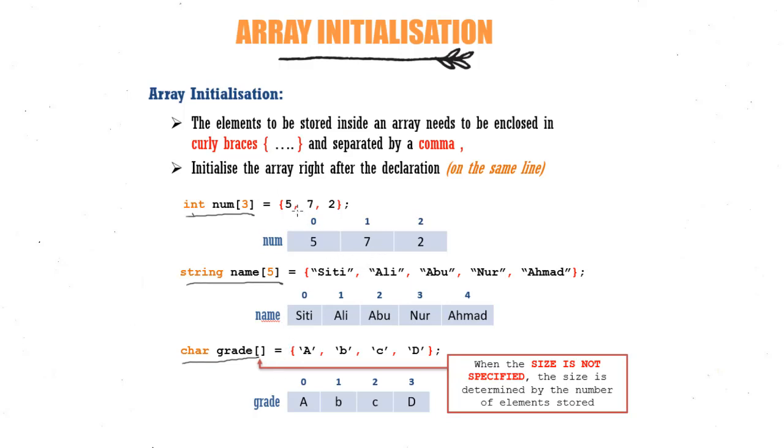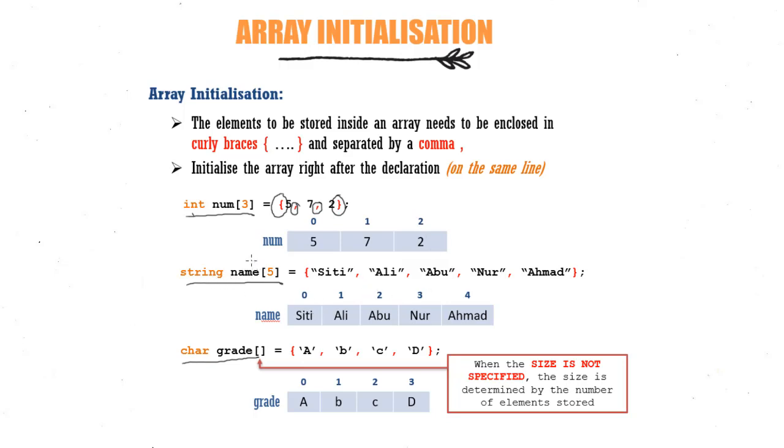So let's say I want to store 5, 7, and 2 inside my array. Each element needs to be separated by commas, and these elements need to be enclosed inside curly braces. So whenever we want to put our data inside our array, we need to have curly braces and also comma. So if I do 5, 7, 2, meaning that inside this array, I can put 5, 7, 2 in order.